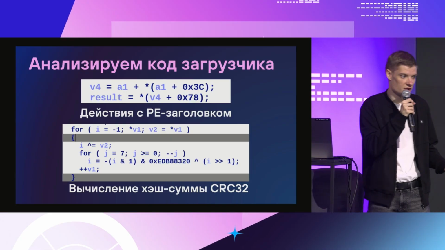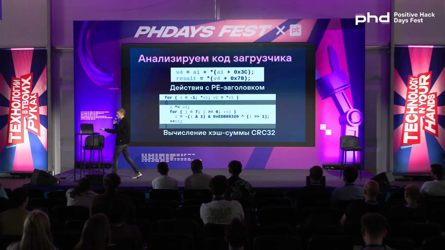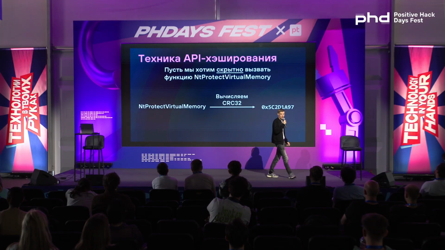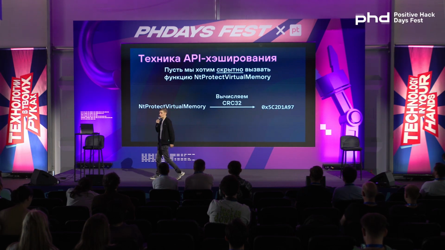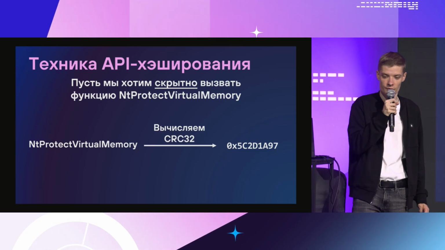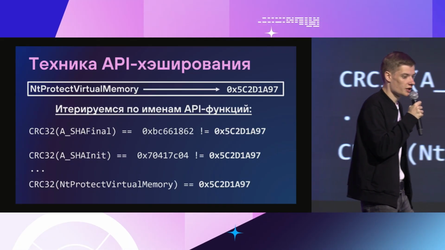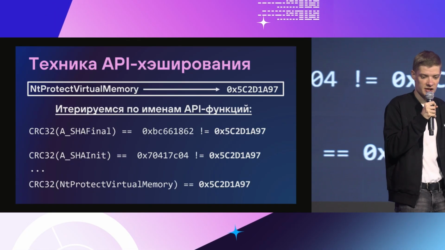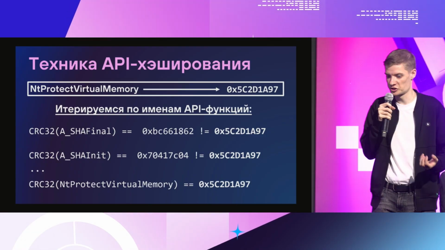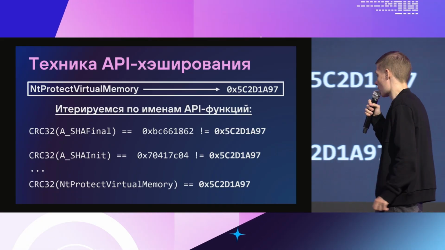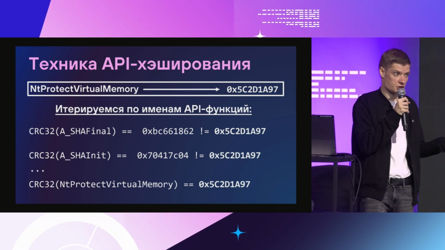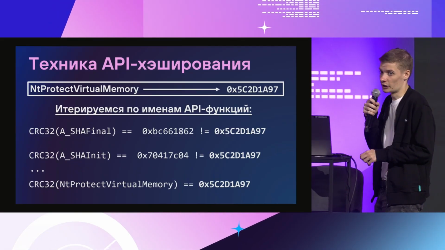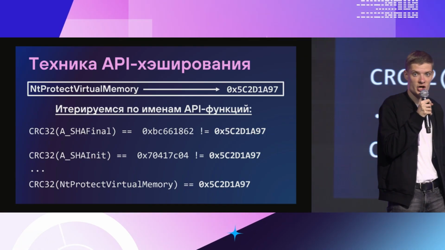If you have an analyst with reverse engineering experience, they will immediately understand that API hashing is used here. This technique is about calling API functions or library functions in a concealed manner without mentioning them in the code. It works as follows. For example, we want to call this function, NtProtectVirtualMemory. For this, we compute CRC32, and during the runtime of the malware, we do iterations for all API function names. We take each function name and calculate its CRC32 hash. And we do it until we come up with a function having the previously computed hash, which is 0x70417. Which means that we have identified the address of the required function.